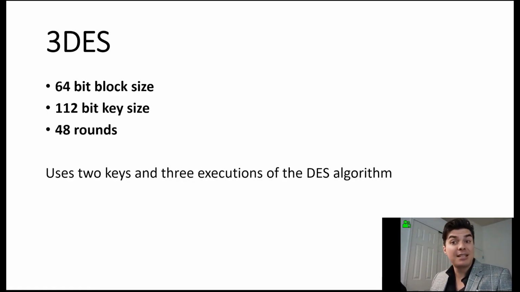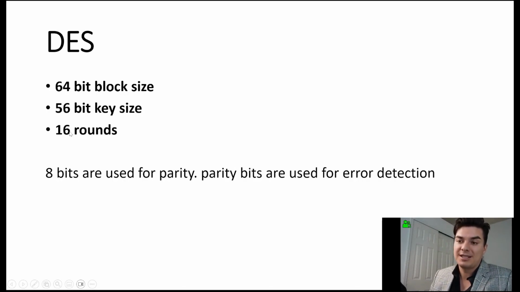Triple DES has a 64-bit block size, a 112-bit key size, and 48 rounds. It uses 2 keys and 3 executions of the DES algorithm, which is why it has 48 rounds compared to the previous 16 rounds.